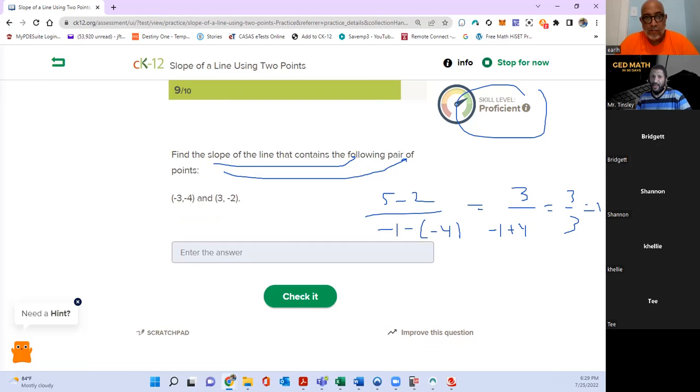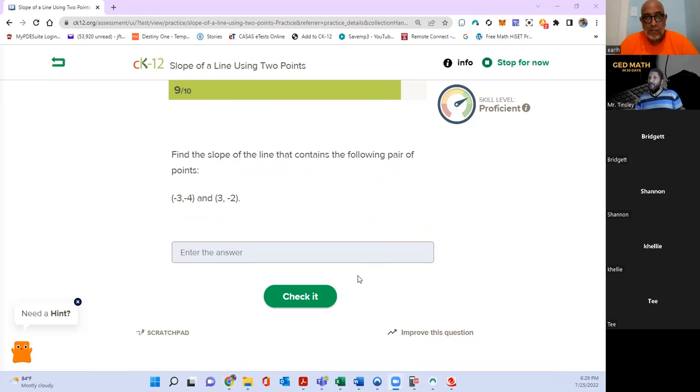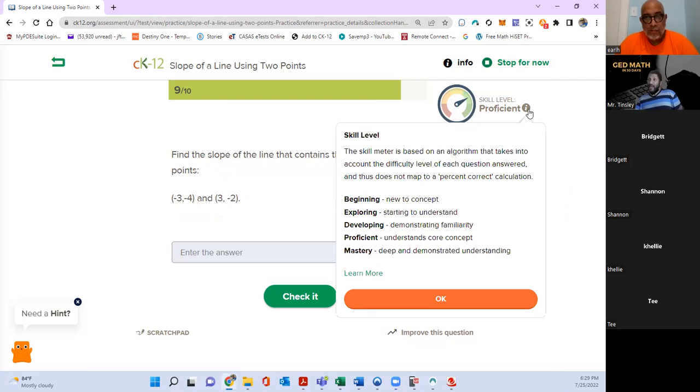And hopefully that level will change. And this is what I like about this, because as you get more and more right, this will increase. It'll start at the beginning. As you increase it, that level will go up. So when you're proficient, you understand core concepts, but let's see if we can go further and do mastery. But to me, proficient is enough.